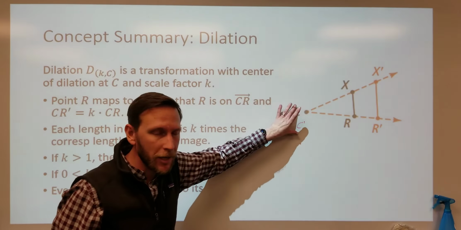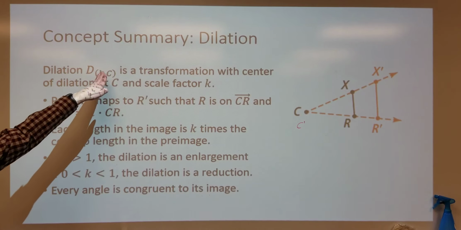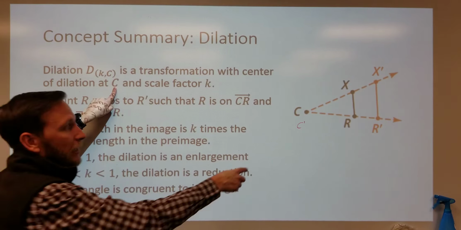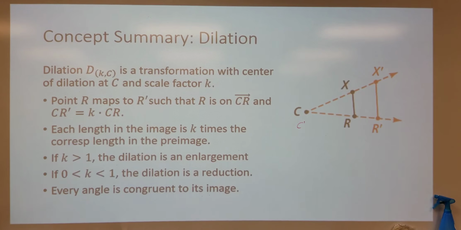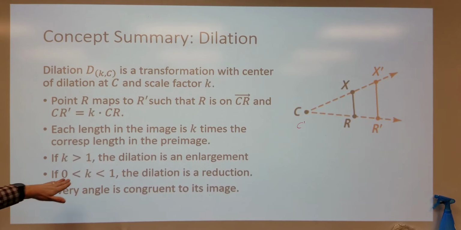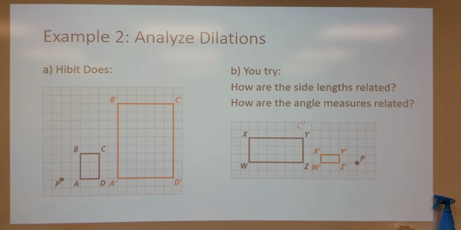C and C prime map to the same place in this case, because the center is located in that same place. Just keep that in mind. So dilation D sub K comma C, K is your scale factor, and C is your center of dilation. Here you can see that we took XR, and it looks like we enlarged it. We made it bigger because our K value is bigger than 1. Here, it doesn't tell us what that is, but we can think through that relationship. Once you have that down, move on to the next slide.